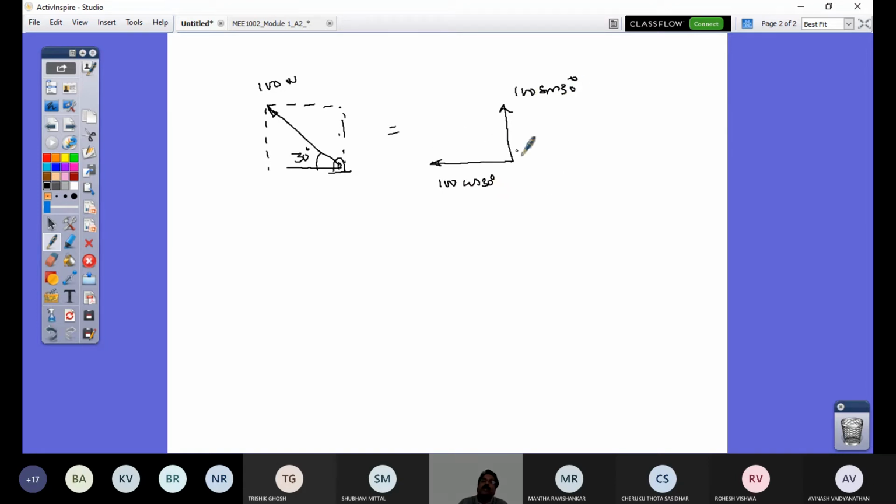So you would have this. Like that we can resolve. This force can be anywhere in the quadrant. What I mean by anywhere in the quadrant, you know what is point of application.